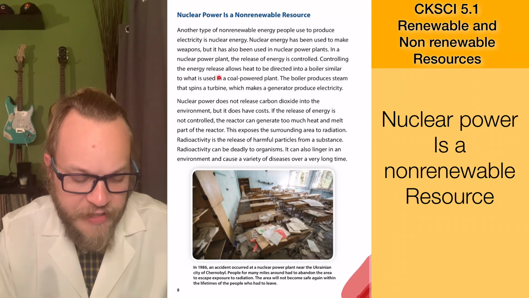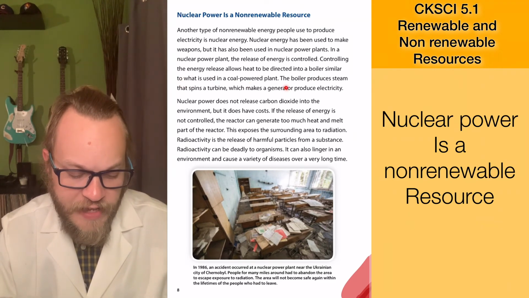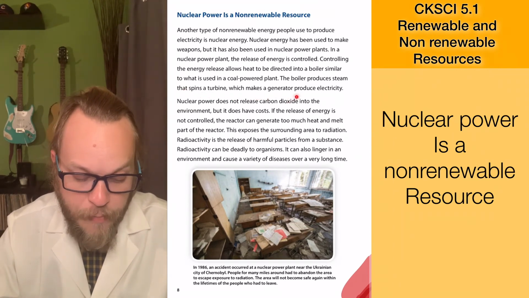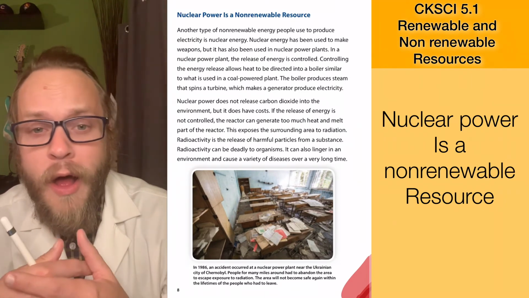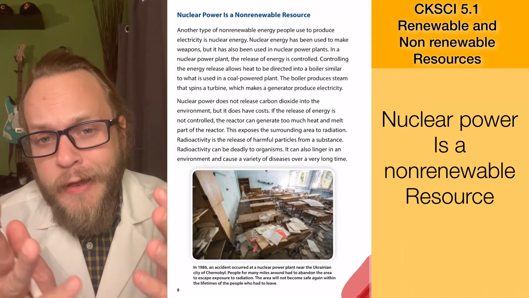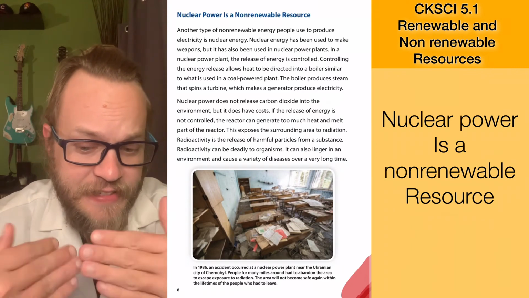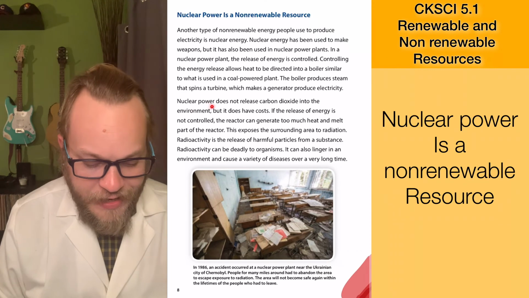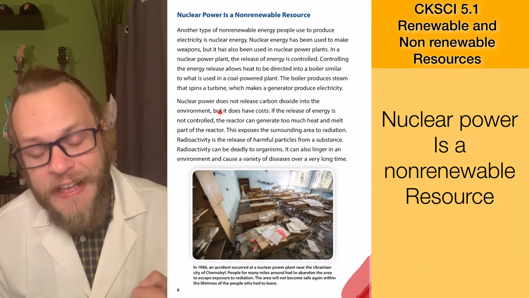Controlling the energy release allows heat to be directed into a boiler similar to what is used in coal power plants. The boiler produces steam that spins a turbine, which makes a generator produce electricity. So regardless of whether I'm burning coal, burning oil, or using nuclear energy, it's always spinning a turbine through the gases that it creates. Nuclear power does not release carbon dioxide into the environment, but it still has its costs.